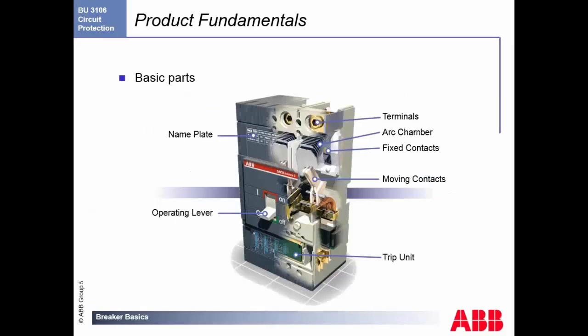Basic parts of the breakers, as you can see, we have an operating lever right here. This is your manual on-off switch. A nameplate you'll find on all breakers, basically giving you the current ratings and all the rated voltage ratings that you have on the device, so you know exactly what you're looking at. Terminals are usually where the power comes in and the power goes out to your down line devices.